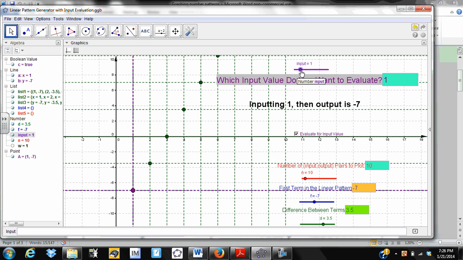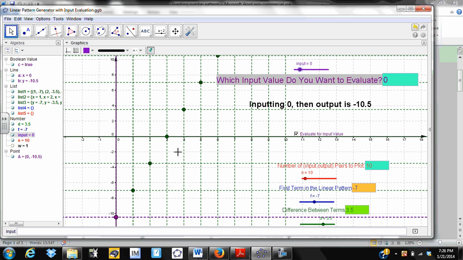So as we change the input value to 0, notice it goes to the y-axis here, which fits our nice linear pattern. So we can have students go from the first term to the 0th term, which will lead into the y-intercept. Also, I put this nice little dynamic sentence in here saying that if you're inputting a 0, the output tells us what our output's going to be.